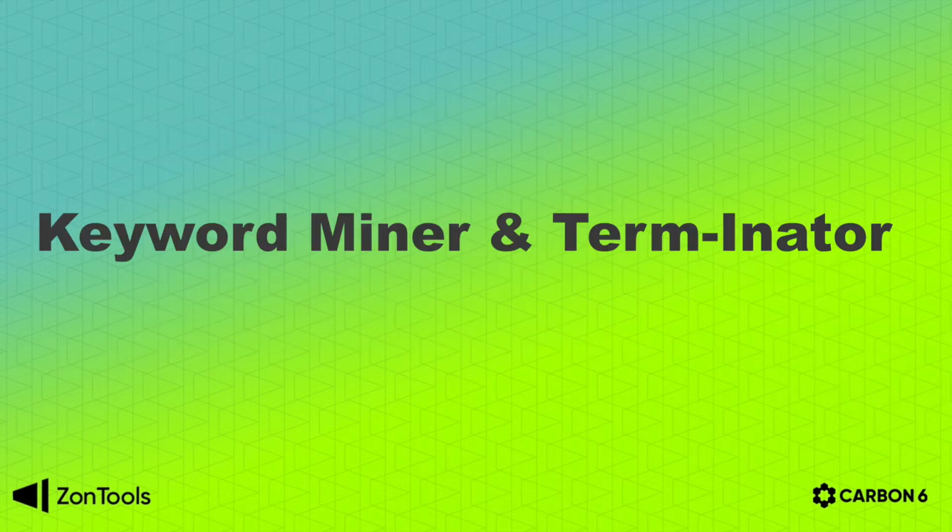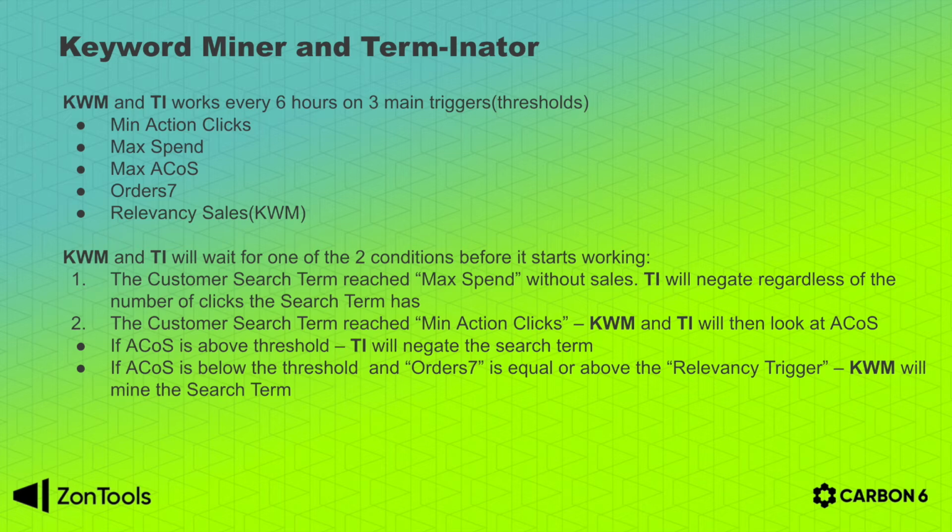Next part of our rule parameters is the keyword miner and terminator. Same as Automate 3.0, keyword miner and terminator works every 6 hours on 3 main triggers: min action clicks, max spend, max ACOS, orders 7, and relevancy sales, keyword miner.